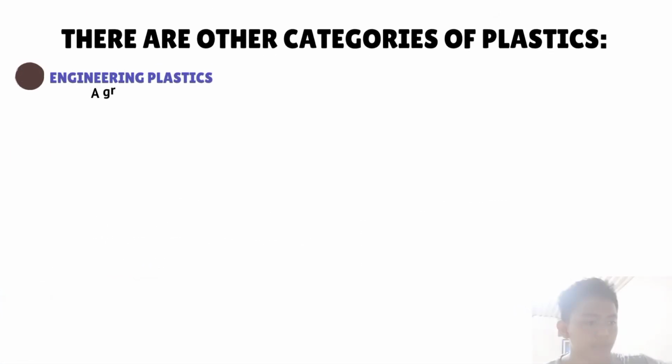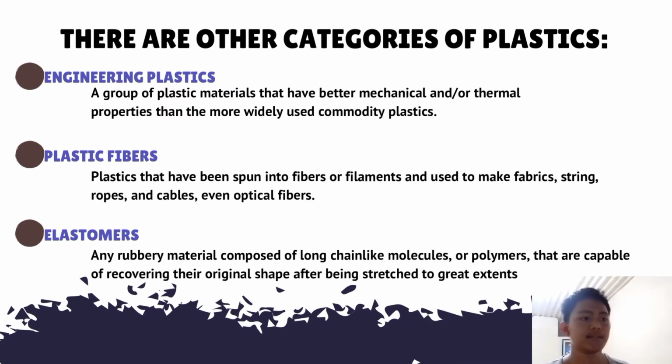So next, there are other categories of plastics. So isa na po yun yung engineering plastics. Engineering plastics are a group of plastic materials that have better mechanical and or thermal properties than the more widely used commodity plastics. So sa engineering plastics po, dinidesign po yung mga plastic na yun para maging super fire resistant siya. So ibig sabihin po, yung mga properties niya po ay super specialized na kaya niyang mag-resist ng mga sobrang taas na temperature. Halimbawa lang po.